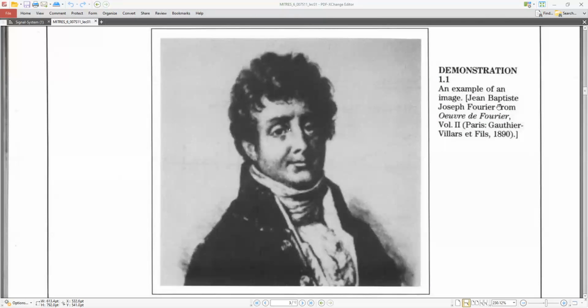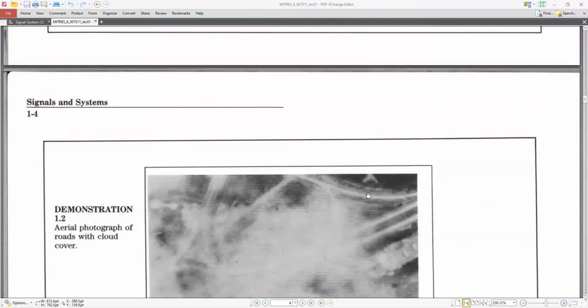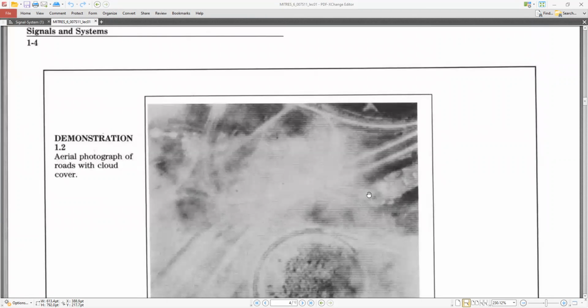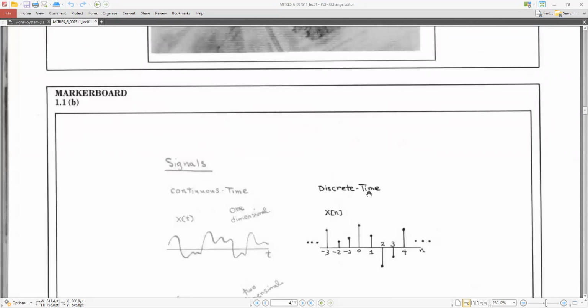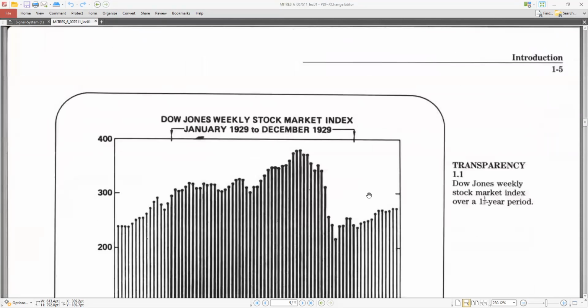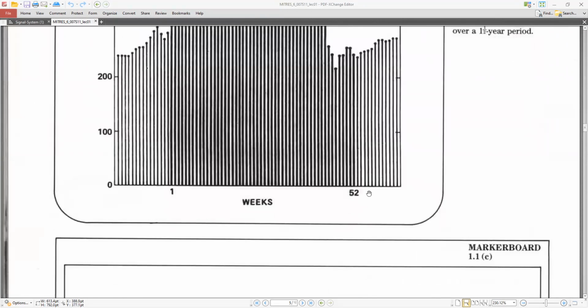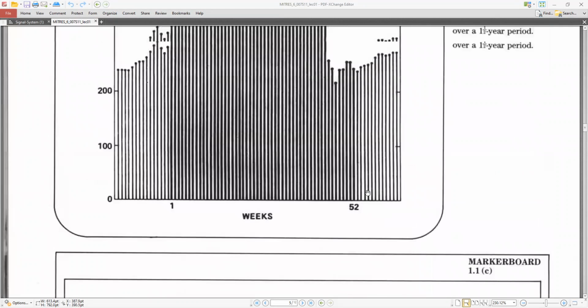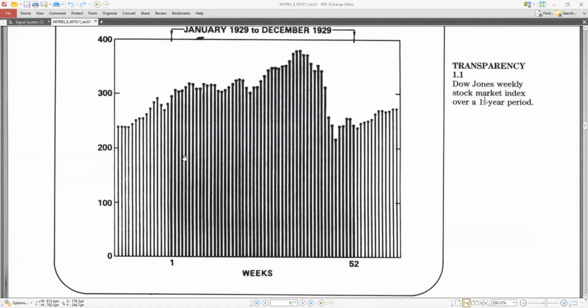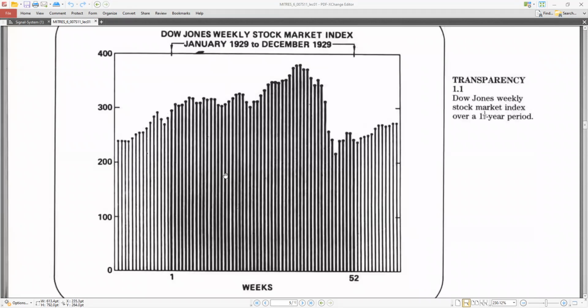Jean Baptiste Joseph Fourier is the inventor of the Fourier transform. Roses and flowers, these things. Stock market indices are also signals. This is discrete. But what kind of signal is this? Can you tell me? Is it a continuous time or discrete time signal?